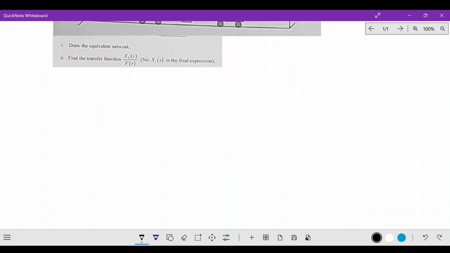Here there'll be a node, and here there'll be another node. This node will be called x1, so you can look at it like a v1 voltage, isn't it? x1 of t. And then this node will be called x2. Sorry, this is x2 of t.